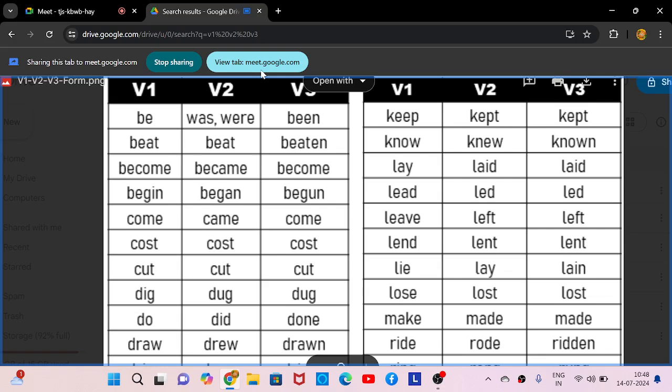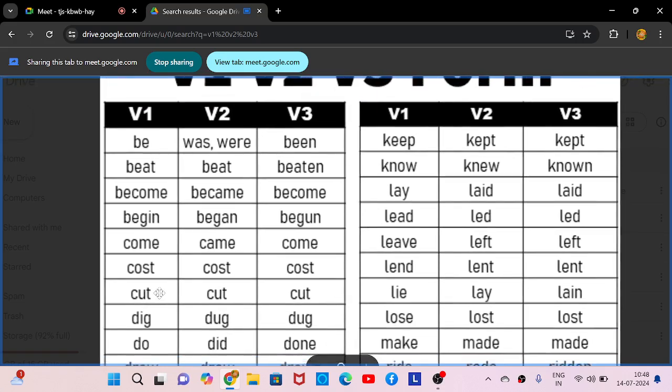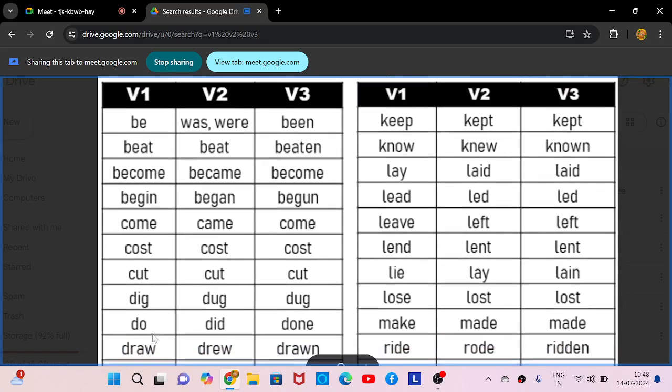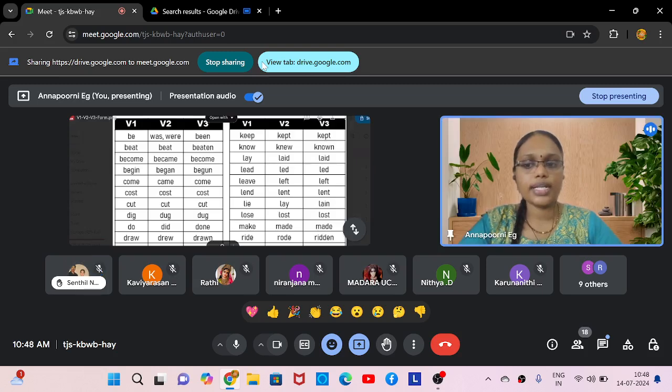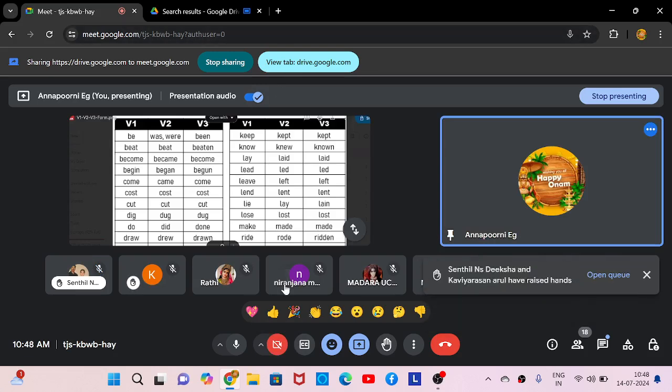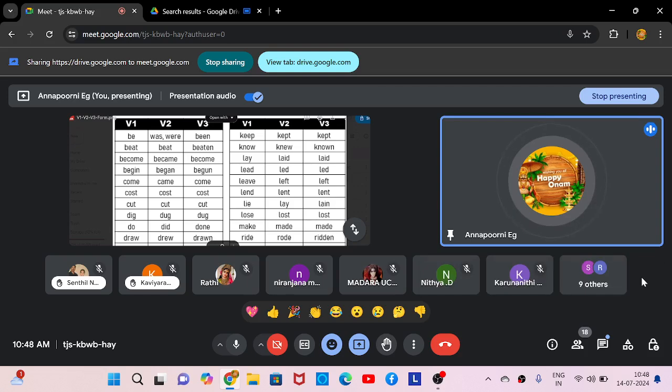So next is do, did, done. Do, past tense is did and the V3 is done. Also, along with do, we can also say does. Do and does, both will be in the V1. So what is the difference between do and does? Can you give an idea? Do is in V1, does also comes in V1. Here it is not given, but does also comes in the place of V1. But what is the difference between them? Whoever knows, you can unmute and tell.